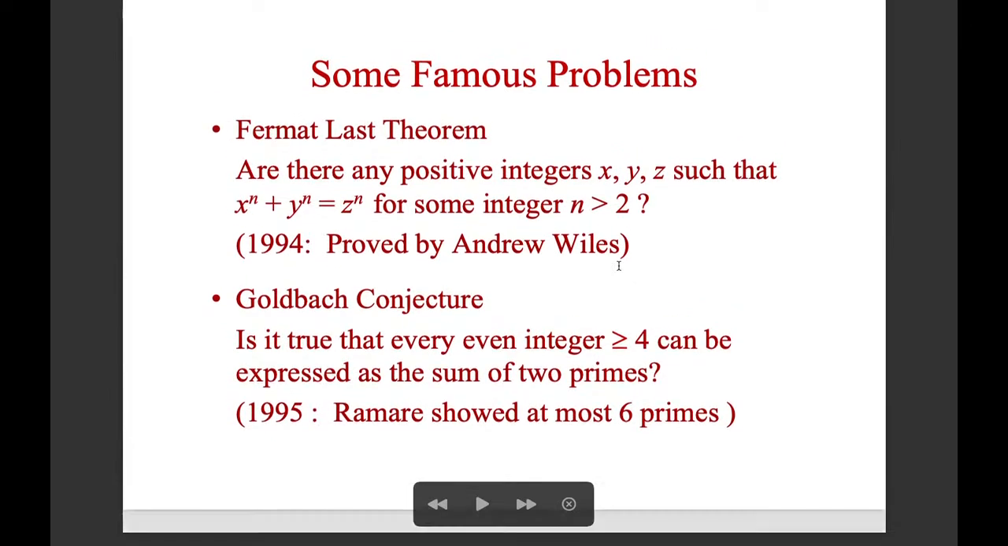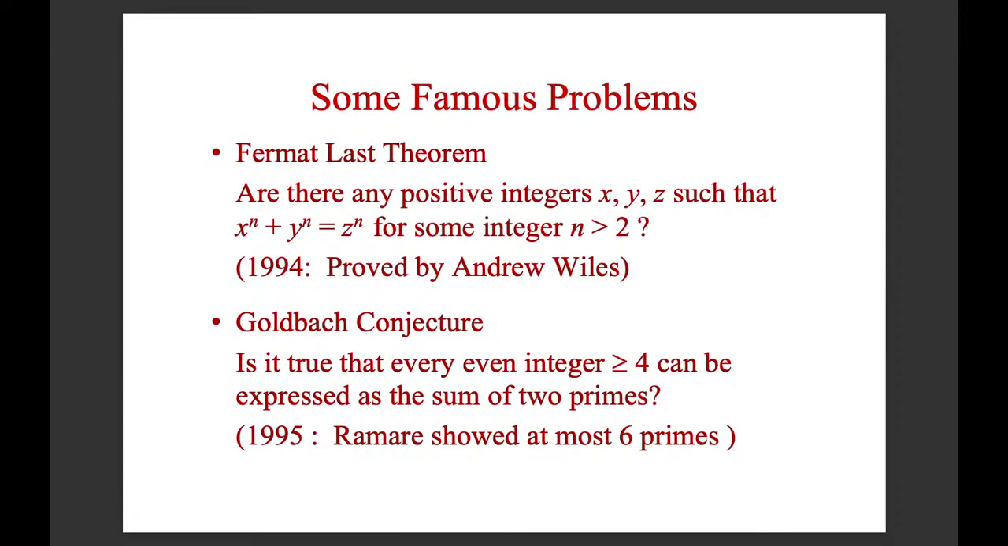The other one is the so-called Goldbach conjecture. It says every even integer greater than or equal to 4 can be expressed as a sum of 2 primes. For instance, 4 can be written as 2 plus 2, 6 can be written as 3 plus 3, 8 can be written as 3 plus 5, and so on.